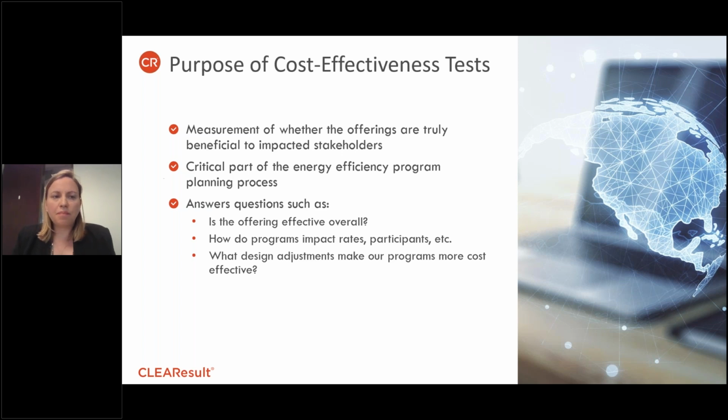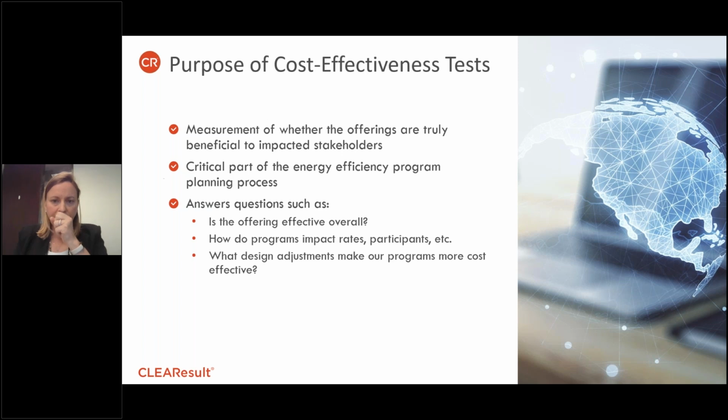The other thing we put in here as a purpose for cost effectiveness tests is that it's a great way for all of us looking at them to ask questions and poke at our design. Does this make sense? Are there ways to make our programs more cost effective? Is it truly an effective offering overall to all of our clients? And what happens when we make these changes? What impacts happen to our rates? What happens to our participants? How do our costs from a utility increase or decrease as a result of these cost tests?